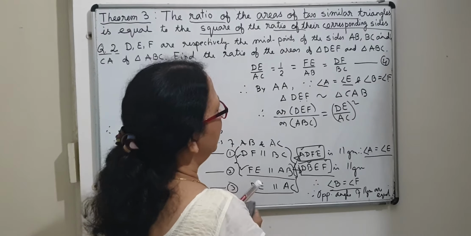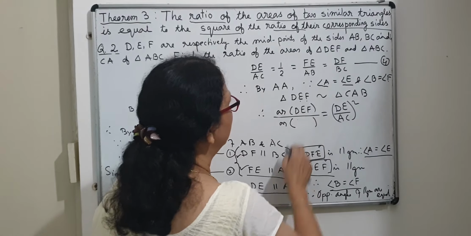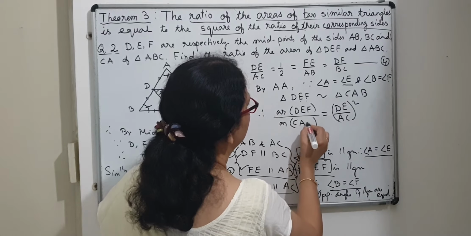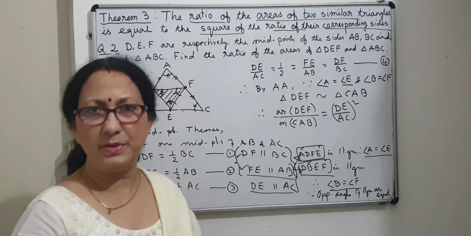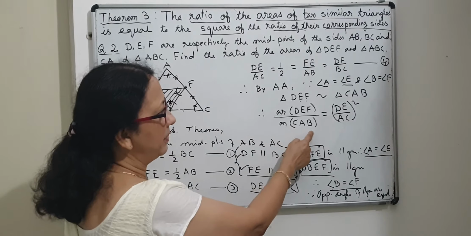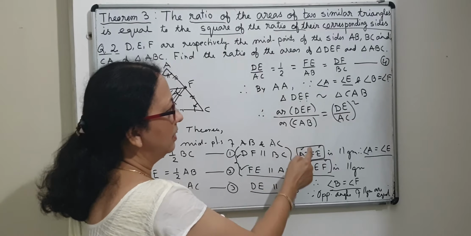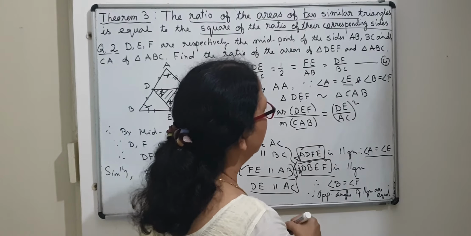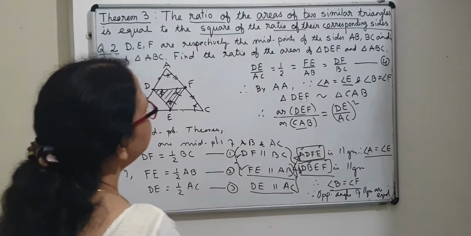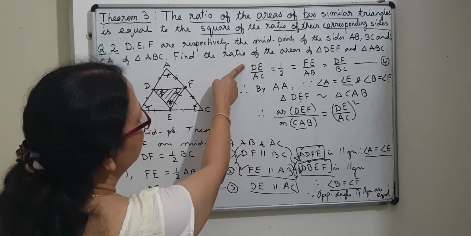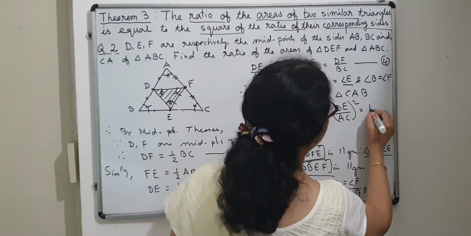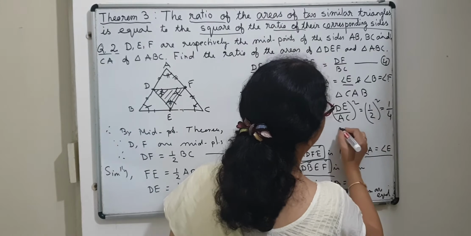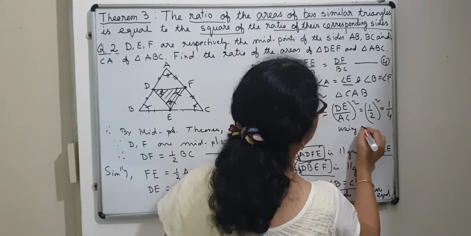So actually let me write in the proper order only, otherwise there will be confusion. So it was CAB. Area of CAB and area of ABC is the same, but I am writing in the proper order because DEF is similar to CAB. So this DE corresponds to CA, or CA means AC only, and by this equation DE by AC is half, so it is half whole square, that is 1 by 4, and what we have used is equation 4.